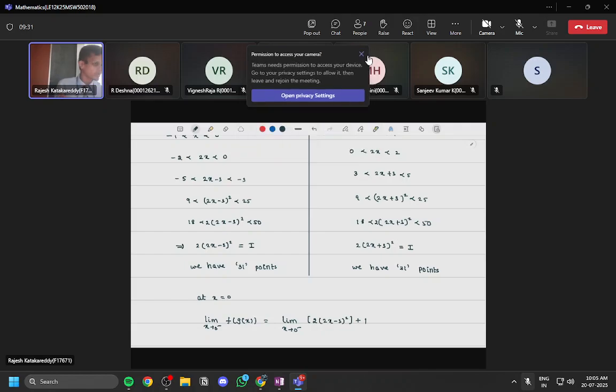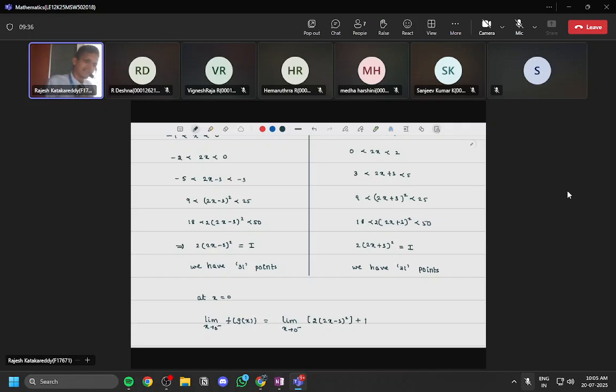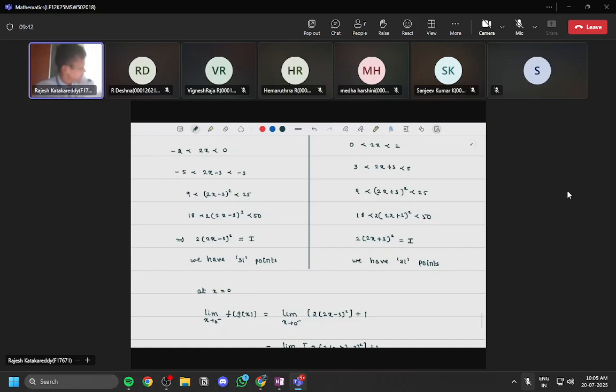For each interval you have only one value. The reason is it is decreasing till 3 by 2. From there only it will increase. Clear? Understood? Only one value you have. Same thing that side also.